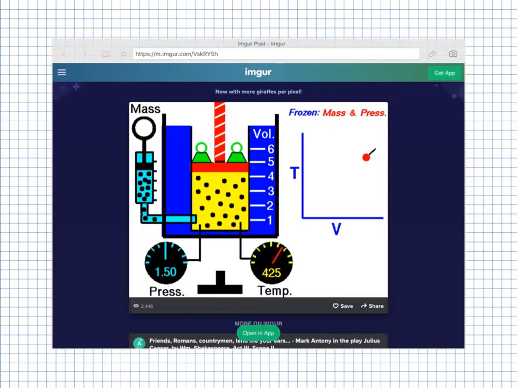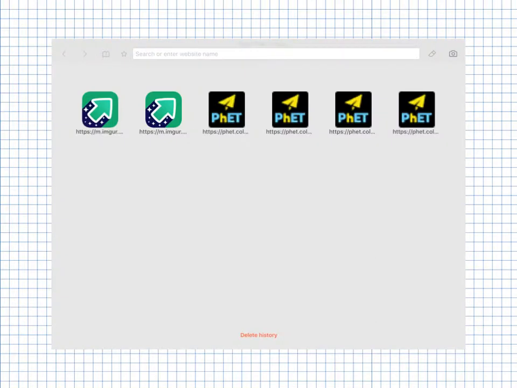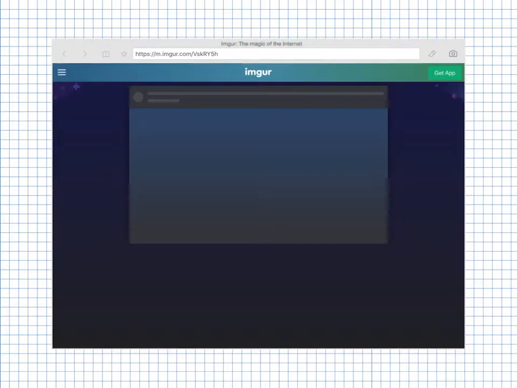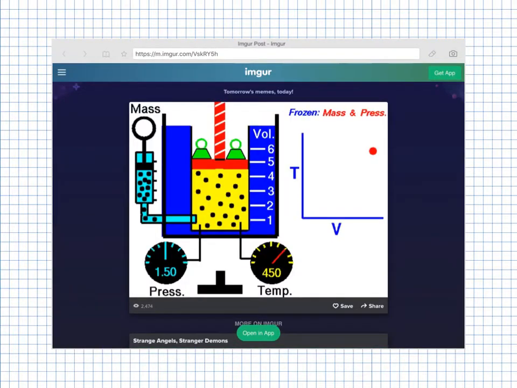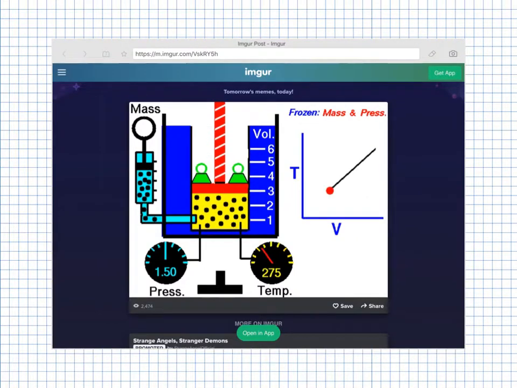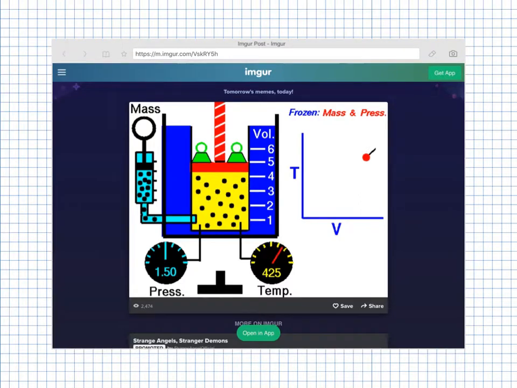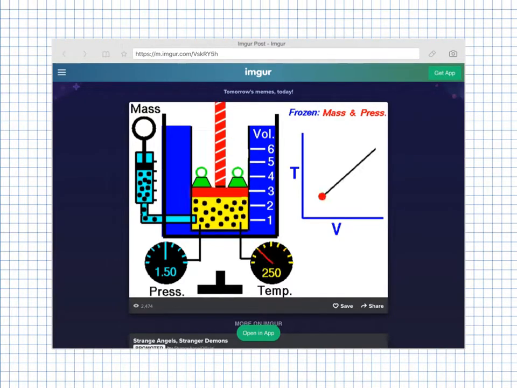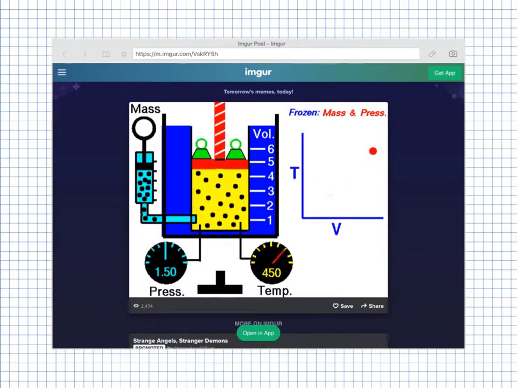Okay, so let's reload here. So we've got our little simulation. And this is looking at temperature and volume again. So our pressure is staying the same. Our number of particles is staying the same, but our volume is changing with the temperature. So at these higher temperatures, all the way up to like 450, you get the largest volume. At the lowest temperatures, down to 250, you get the smallest volumes. So again, that is a direct relationship between those two values.